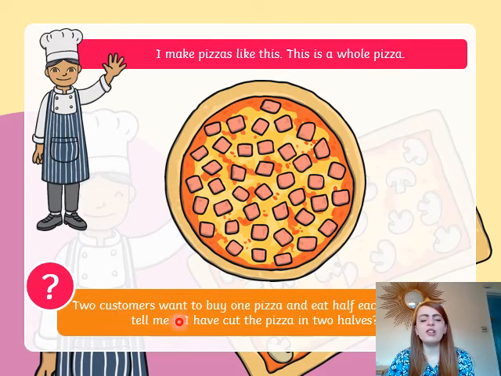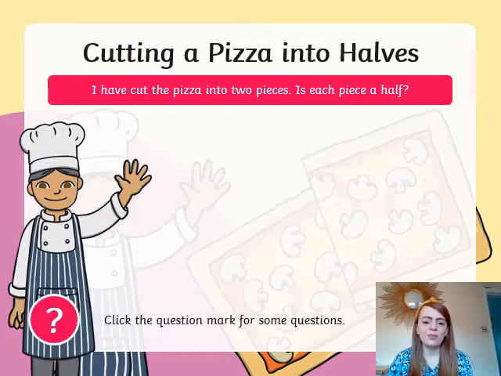Now, we've got a problem here. It's saying 2 customers want to buy 1 pizza and eat half each. Can you tell me if I've cut the pizza into 2 halves? So, if you were to go out to a restaurant, say with your mum or your dad, and you got a pizza and you're going to split it, so you both get exactly the same amount of pizza. You both get 2 halves. Think about what that would look like because Pedro needs our help. He needs us to tell him if he's cut the pizza into 2 halves. So let's have a look.